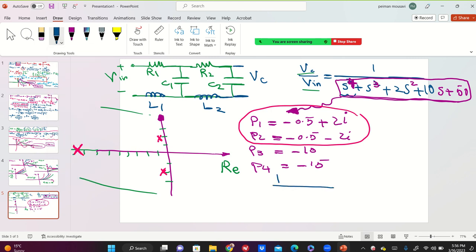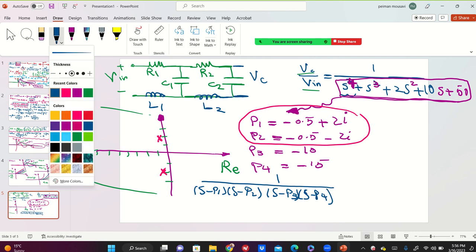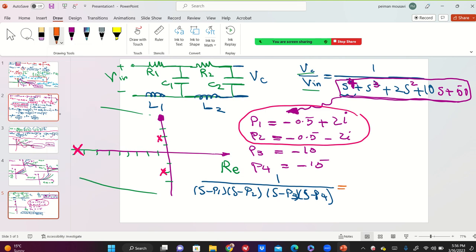As we did previously, can I write this denominator like this? S minus P1, S minus P2, S minus P3, S minus P4, because we have 4 poles, that's right? Yes, everybody? Good. I'm asking because I wanted to make you understand this topic. So at the end of the day, we are just doing what, like we always did? To find the time solution. Good.